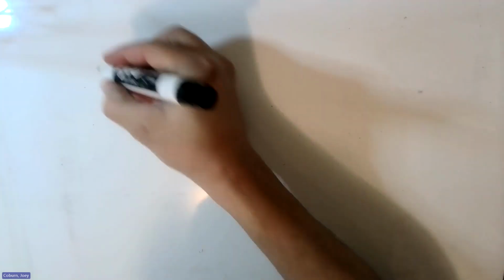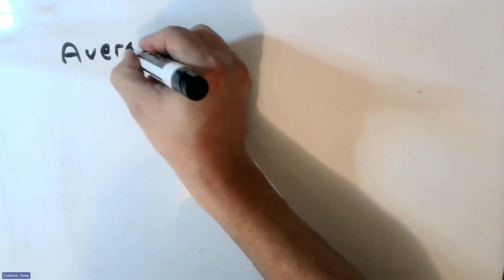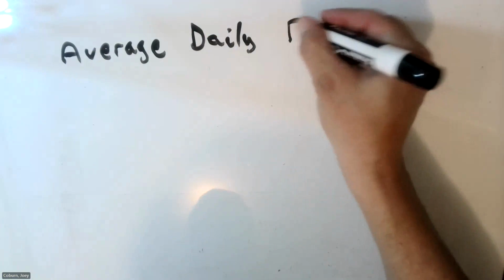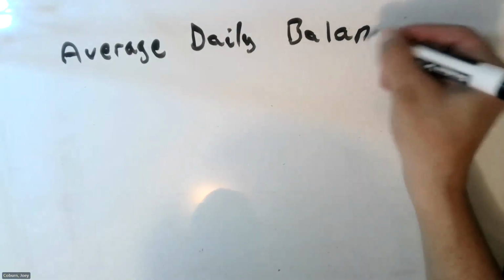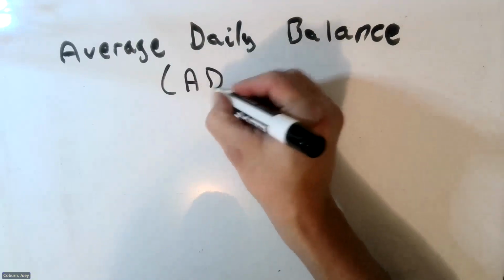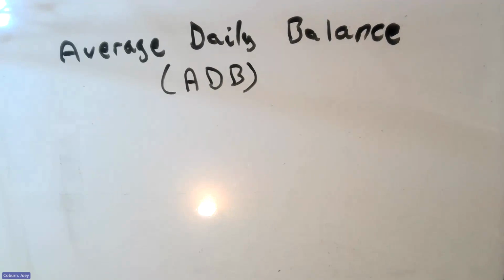So what we're going to look at now is the average daily balance, or what we might call the ADB. Now, the way this works, there's 3 steps.